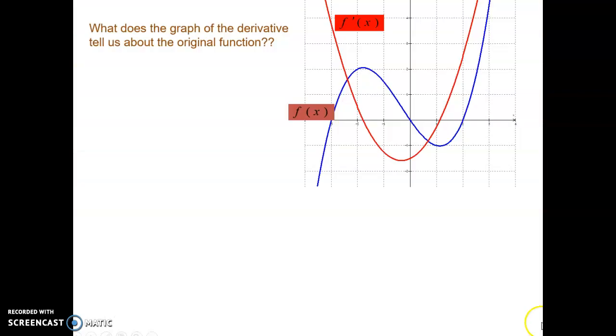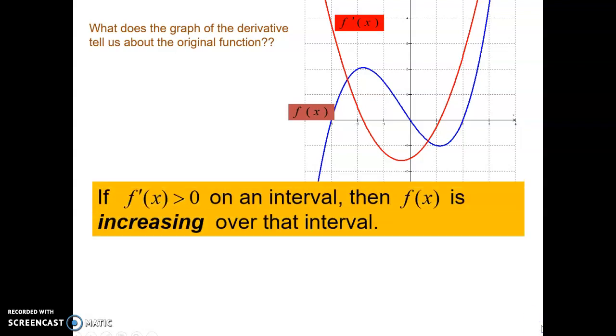What does the graph of the derivative tell us about the original function? Well, we know that when the derivative is positive on an interval, then f of x must be increasing, and vice versa. In other words, when the original function f of x is increasing, the derivative, which is the slope of the curve, will be positive. So we know that the derivative curve will lie above the x-axis. Notice that you have always positive values here.